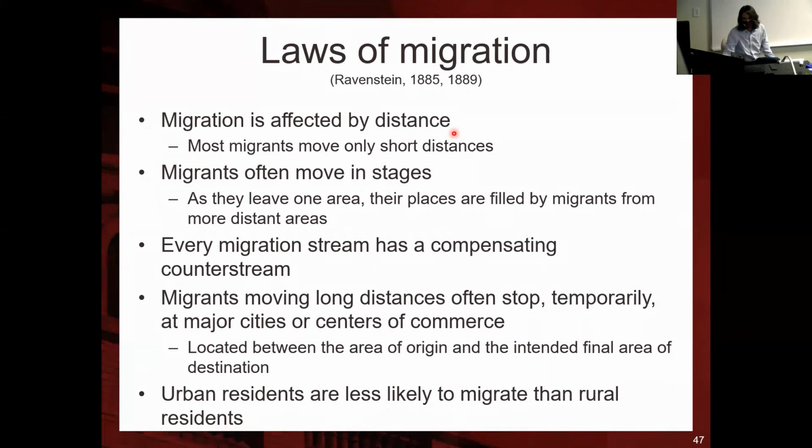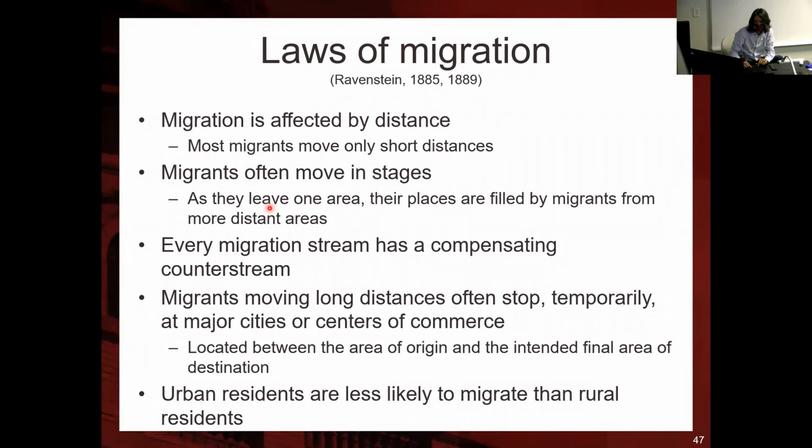And migrants also move in stages. As they leave one area, their places are filled by migrants from other, more distant areas. So you can even think about migration in the US. People start moving west in American history, and as these ones occupied more mid areas in the country and started to move out, other people took their places and then started going further, right?